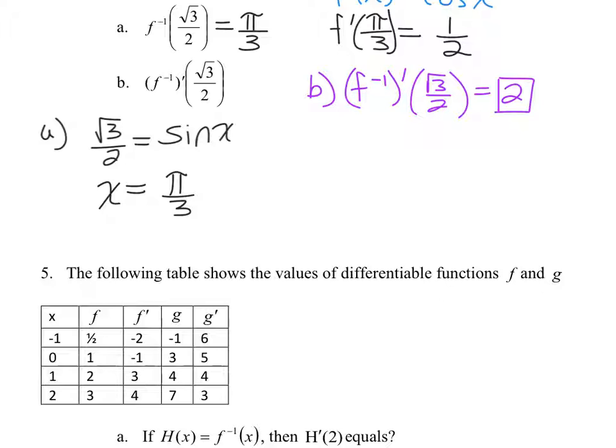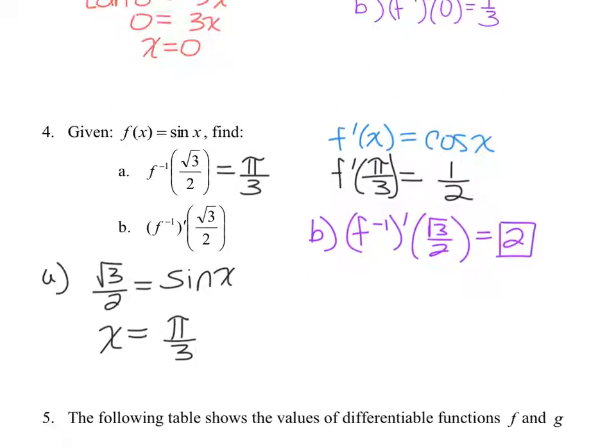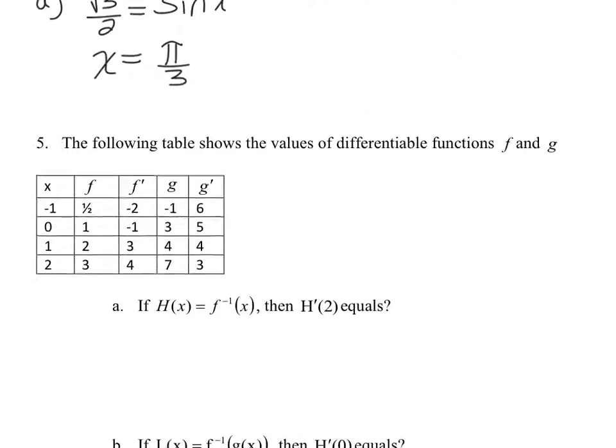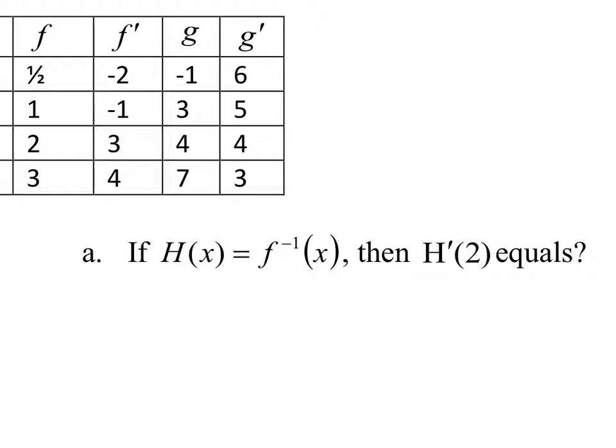Why in that one did we take the reciprocal of 1/2, and then in 3, we got the answer is 3? Oh, that way it sinks in. All right, so they're saying H is equal to the inverse of F. So they want to know H prime of 2. This is going to be way simpler than what I was about to do.